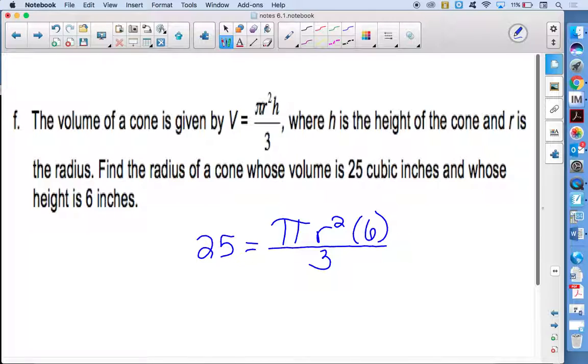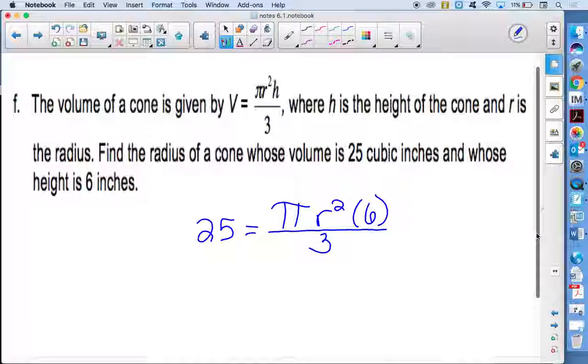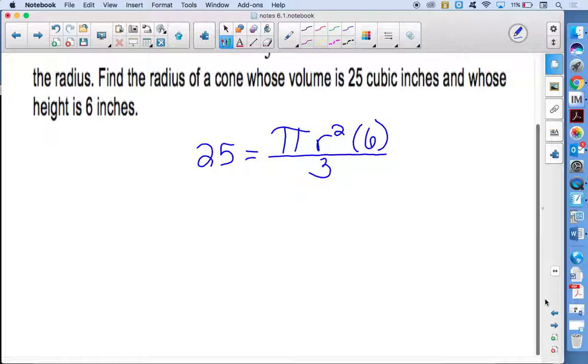Now remember, the volume doesn't get cubed. It's the units that are cubed. So don't cube that 25. It's just 25 cubic inches. So the units are cubed, but that number stays as 25. All right, so now we have to try and solve for r. We have to get the r squared by itself.